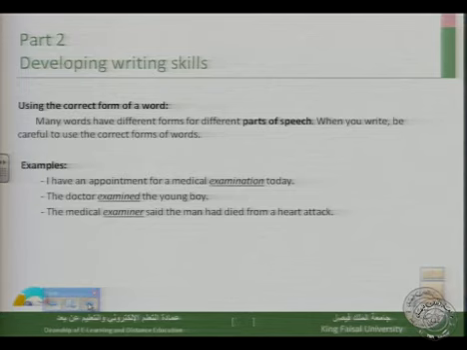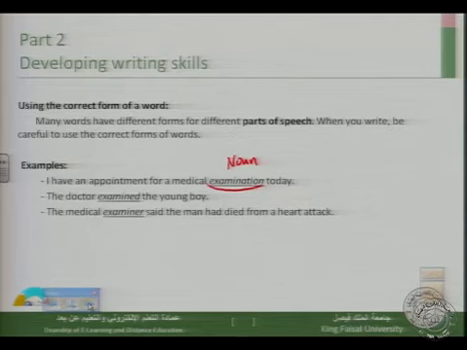The first example is, I have an appointment for a medical examination today. Here we have the word examination. The part of speech of this word is noun. It is a noun. And in this blank space, we can only use a noun. I have an appointment for a medical what? For a medical examination. So we need a noun here.